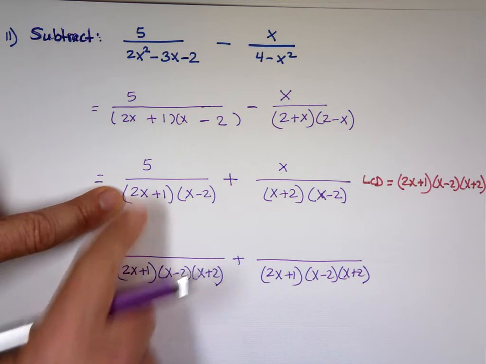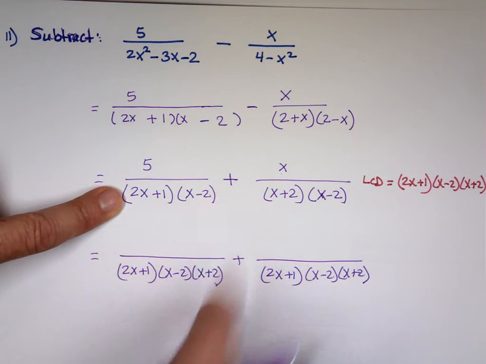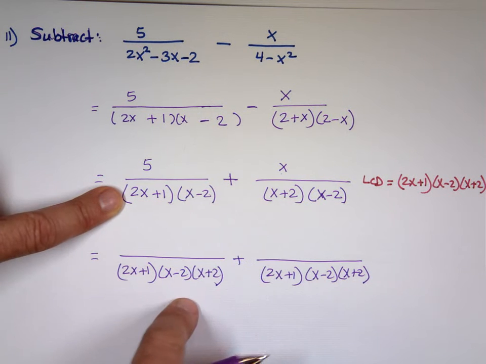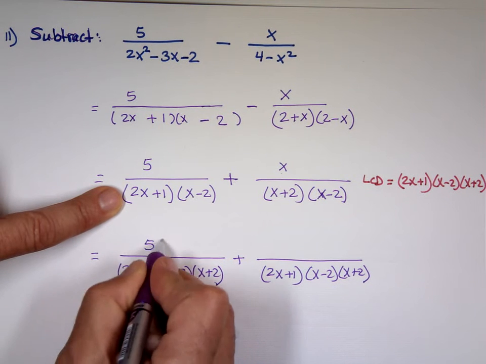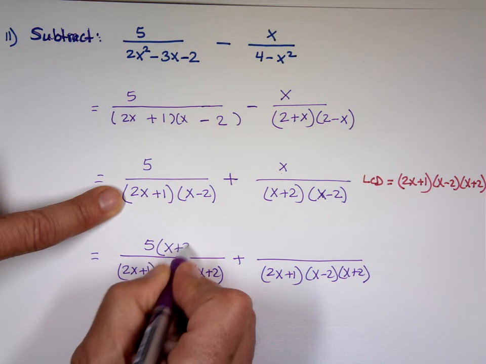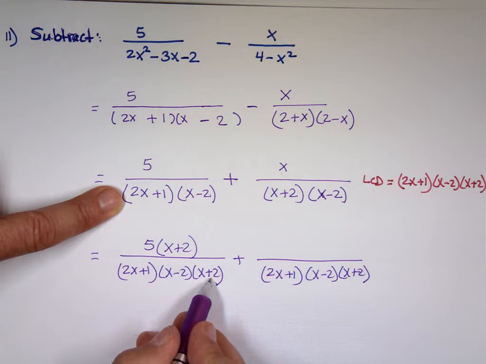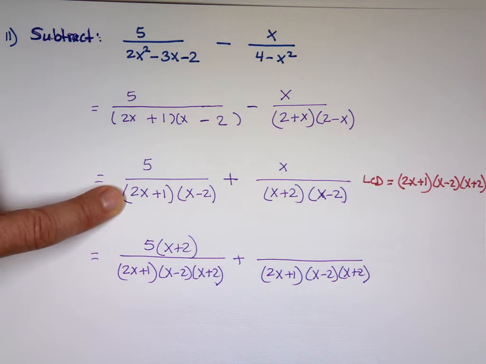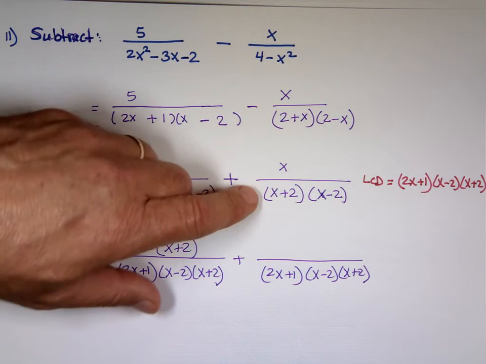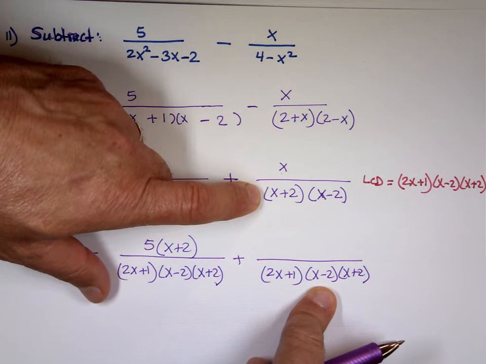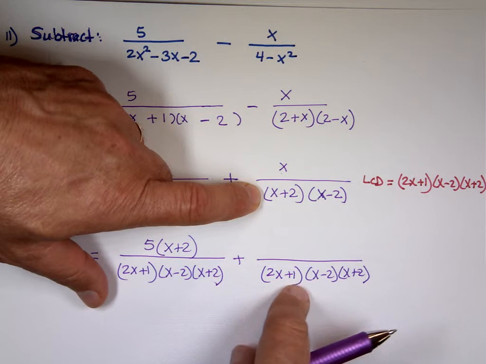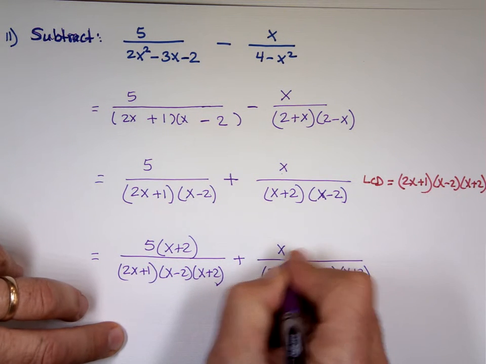If I add x plus 2 to the bottom here, it will look just like this. That means I need to multiply the bottom by x plus 2. 5 times x plus 2. I multiplied the bottom by x plus 2 and the top by x plus 2. How do we make this one look like this? What's missing from it is the 2x plus 1. So x times 2x plus the 1.